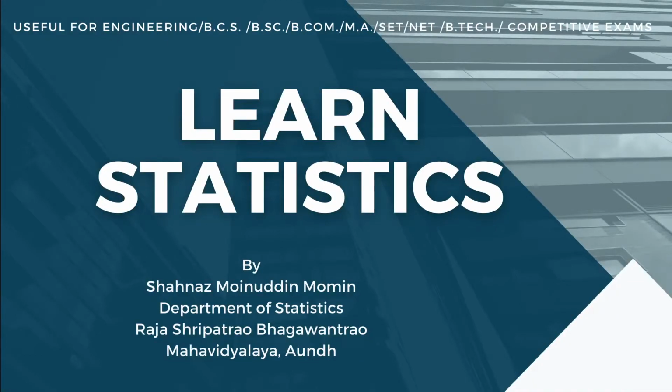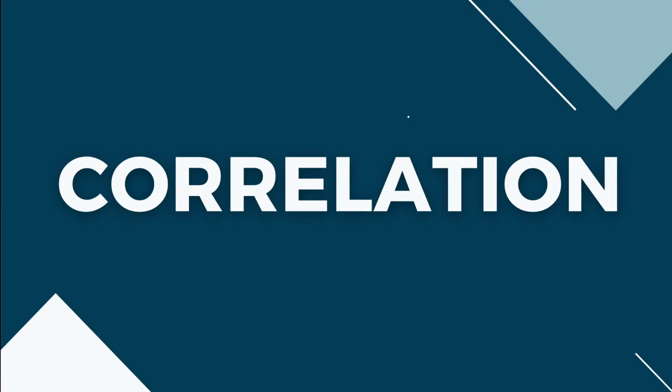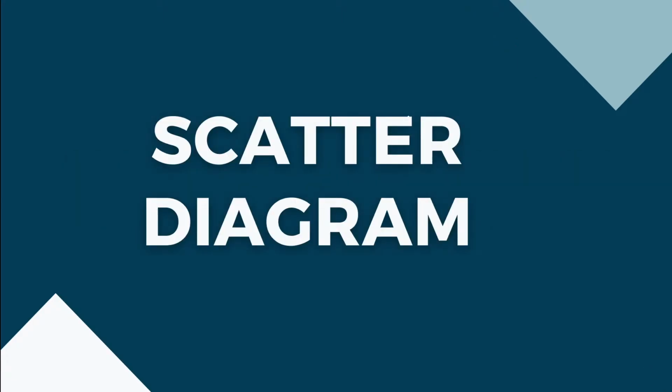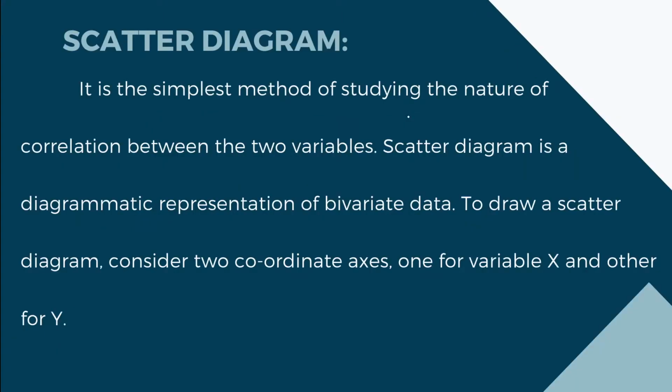In this class we are going to learn the statistical concept in a simple and easy way. The topic of today's lecture is correlation. In this topic we will discuss scatter diagram. It is the simplest method of studying the nature of correlation between the two variables.